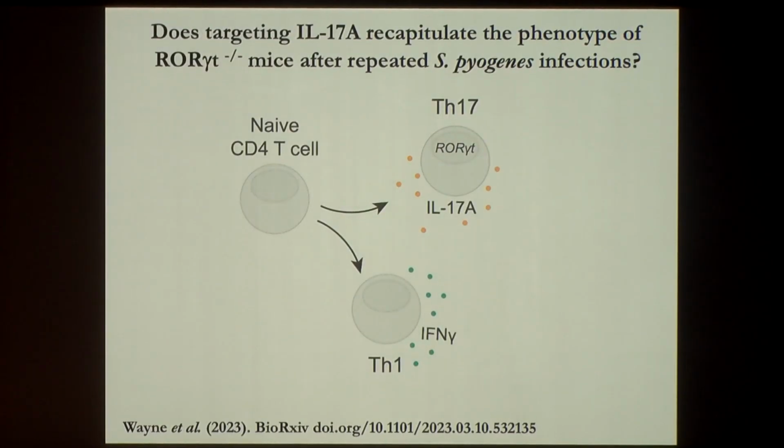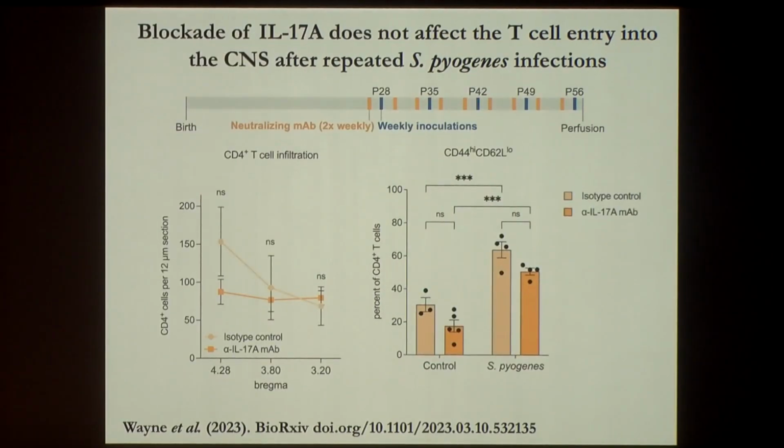Now, given that Th17 cells secrete a variety of characteristic cytokines, we wondered whether a blockade of IL-17, one of the major cytokines made by Th17 lymphocytes, would mirror the phenotype that we saw with RORγt-deficient mice. To do this experiment, Charles administered a neutralizing monoclonal antibody to IL-17 twice weekly, starting before infections and continuing during the weekly infections. What we saw is that even though we were administering an IL-17 blocking antibody, we could still generate Th17 cells, and they entered the brain just fine, suggesting that the migration of these cells into the brain is not related to IL-17.